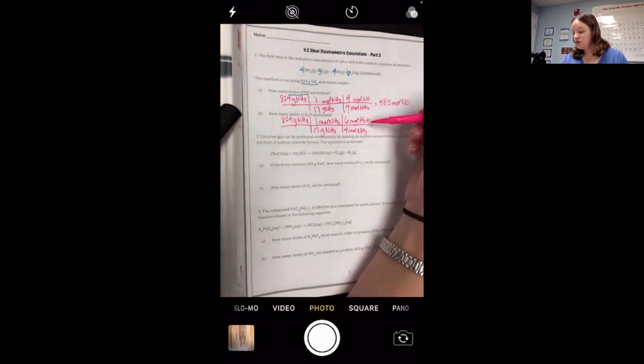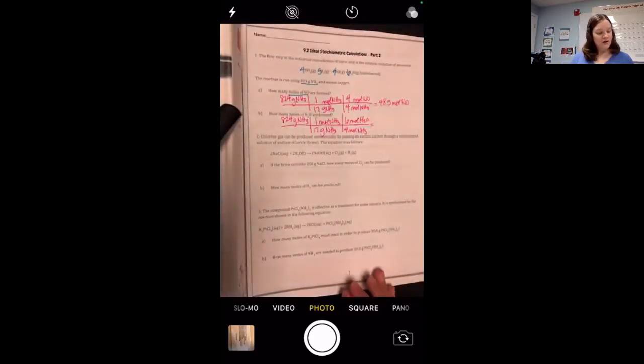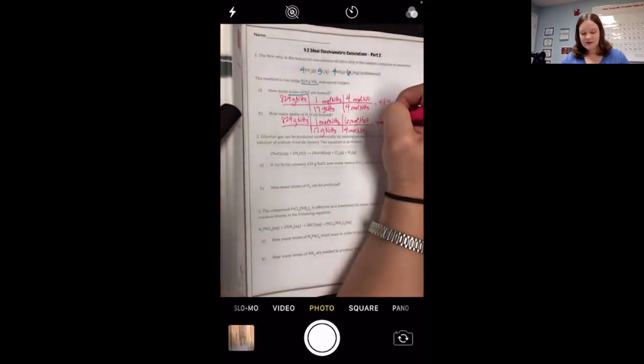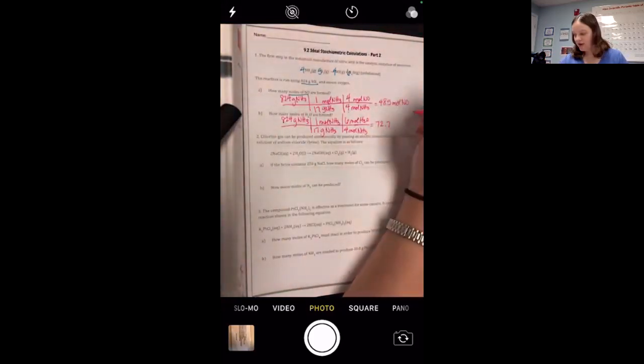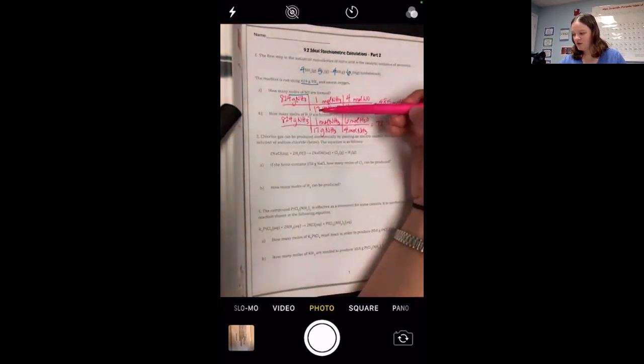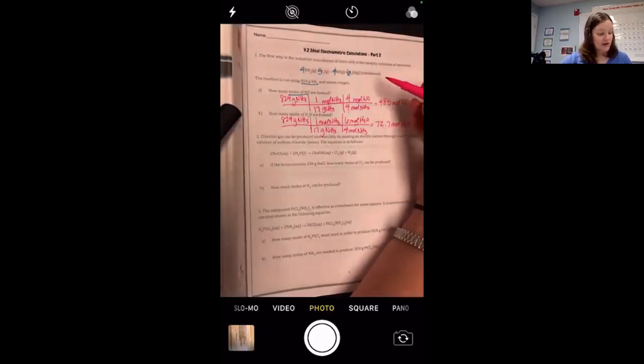All right, so this time we have to do all of the math. So we do 824 times the 6, and we divide that by 17 times 4. And so you should get 72.7 roughly moles of H2O. So your book gets slightly different answers because they use different values. Remember, they don't round to the whole number. They go to 2 decimal places.